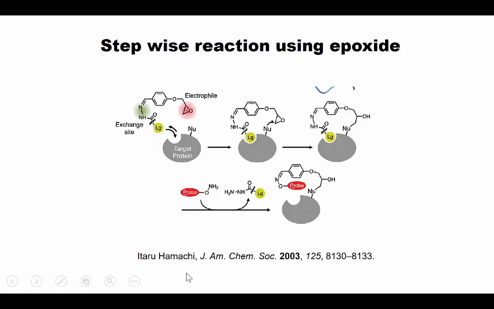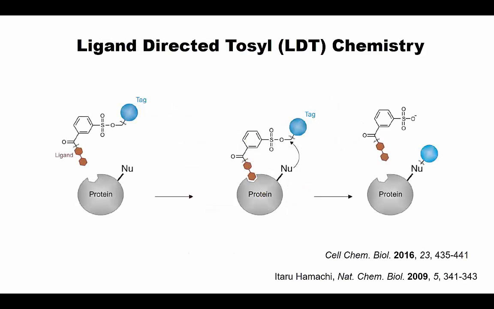This method was developed by Itaru Hamachi, and his group actively developed this technique further to make it simpler and easier to use. In their next step, they modified this idea by utilizing this ligand and also this tosyl group. In this approach, the ligand binds to the target protein, and the nucleophile attacks this site, then this whole group can be removed. Then labeling with this probe or tag can be achieved in one step. So this is a much more advanced technique compared to other techniques.